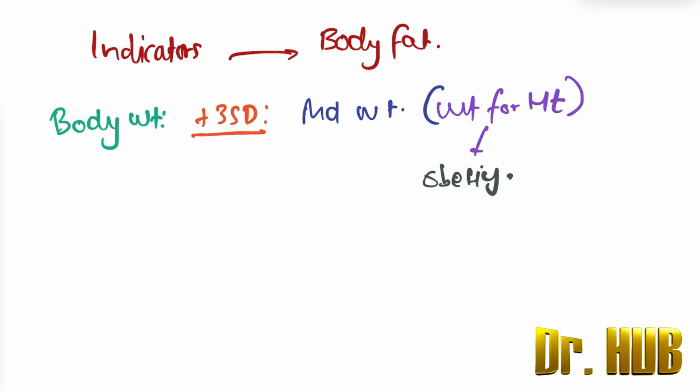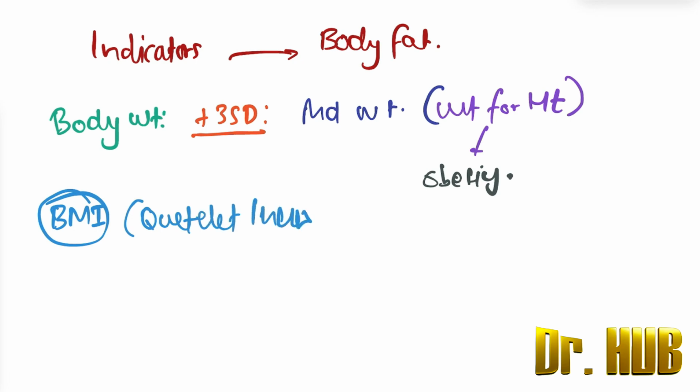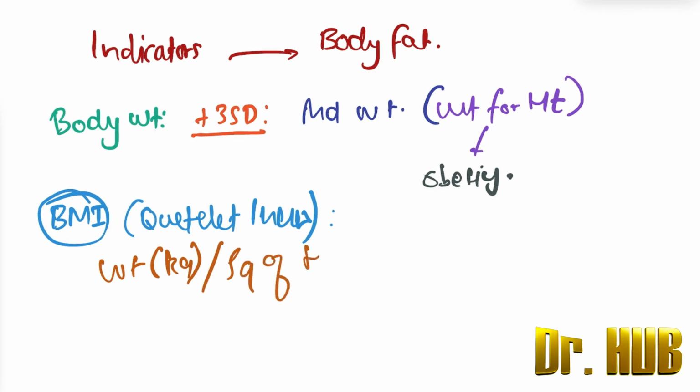For adults, some people calculate various other indicators such as the body mass index. Body mass index is also known as the Quetelet index. This is the weight, taken in kgs, and you divide it by the square of height in meters.